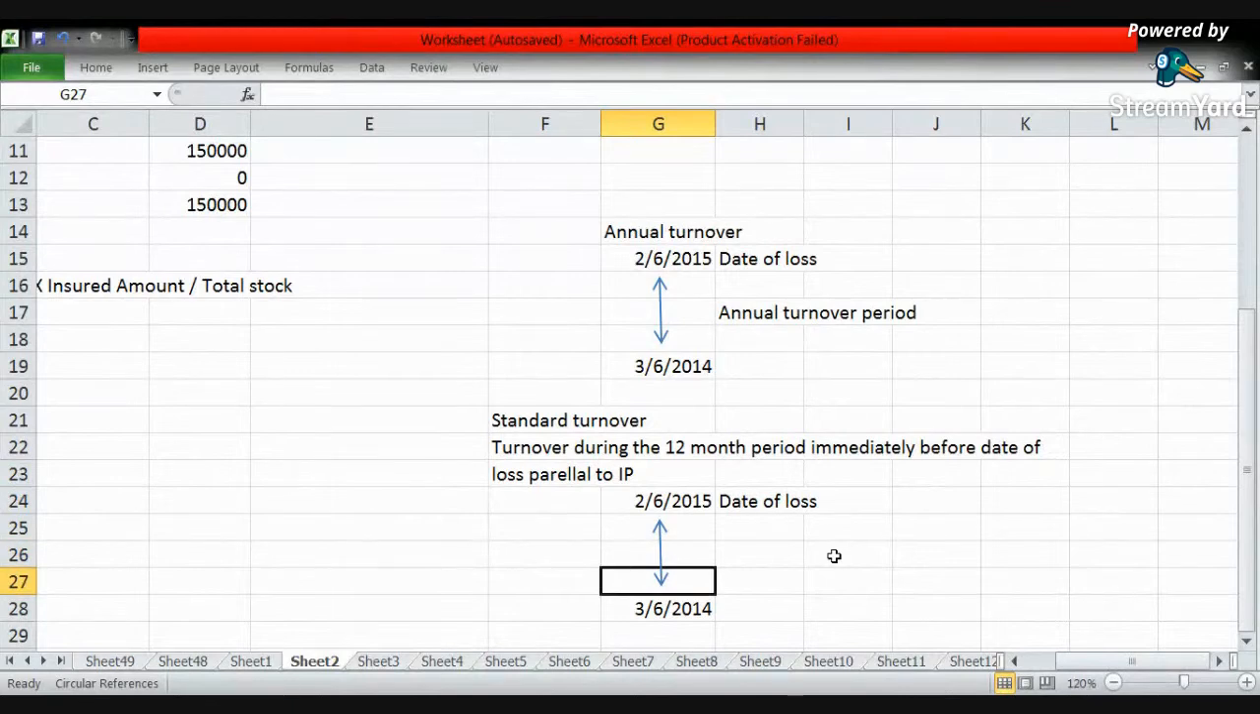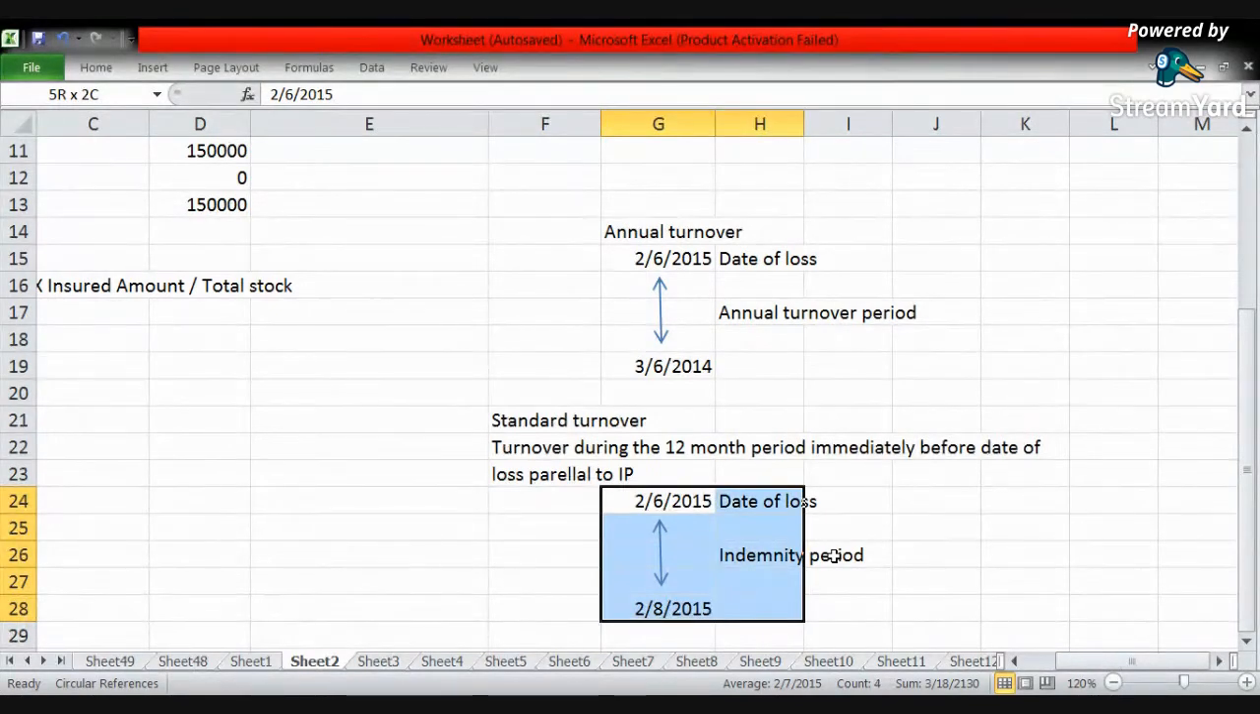It is like standard actual, which you learn for standard costing. So from 2/6/2015, it should end, let us say, up to, it can be maximum 12 months, it can be less than that also. So maximum 12 months, 2/8/2015. If this period is covered by an insurance policy, we call this the indemnity period. This is what is called indemnity period.